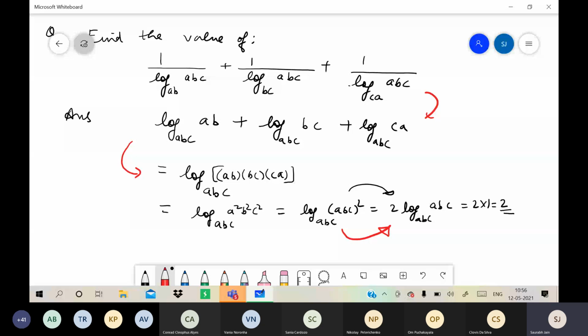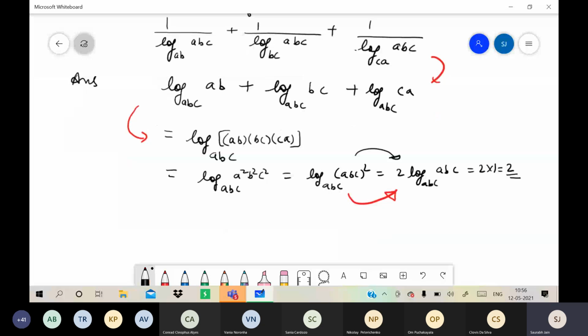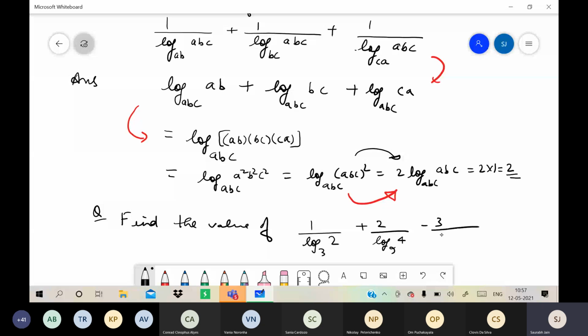Find the value. 1 upon log 2 base 3 plus 2 upon log 4 base 9 minus 3 upon log 8 base 27. Try this now.